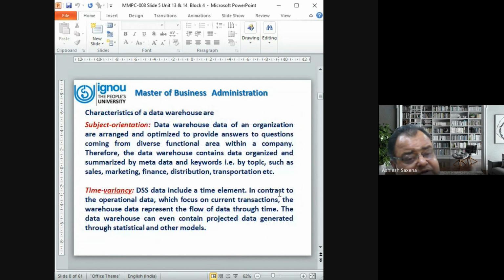Now, what are the characteristics of a data warehouse? First one is subject orientation. That is, the data warehouse data of an organization are arranged and optimized to provide answers to questions coming from diverse functional areas within a company. Therefore, the data warehouse contains data organized and summarized by metadata and keywords, that is, by topic such as sales, marketing, finance, distribution, transportation, etc. These are the terminologies or the departments which basically work under an organization.